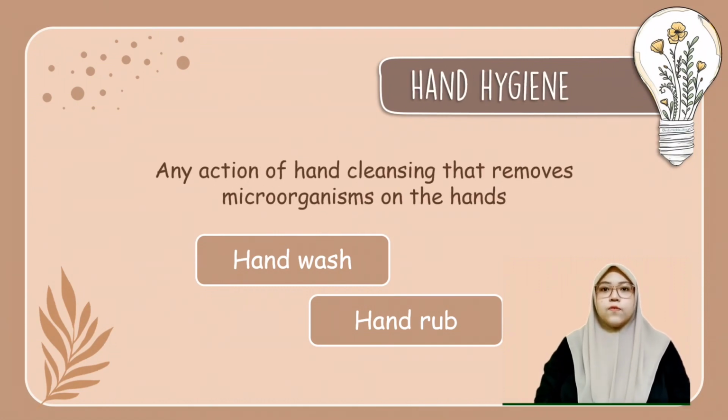Hand hygiene refers to any action of hand cleansing that removes microorganisms on the hands. Hand hygiene is considered a simple yet effective way to prevent infections, reducing the risk of transmitting infection. Hand hygiene includes hand wash and also hand rub. Hand wash is washing hands with water and soap or a soap solution, either non-antimicrobial or antimicrobial, while hand rub is applying an alcohol-based hand rub to the surface of the hands, including liquids, gels and foams.